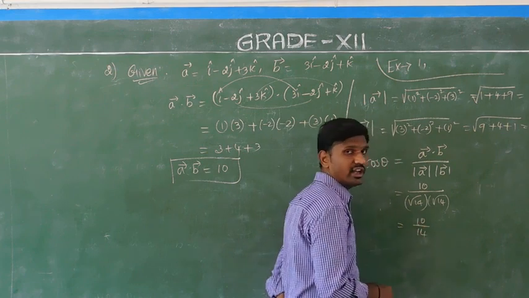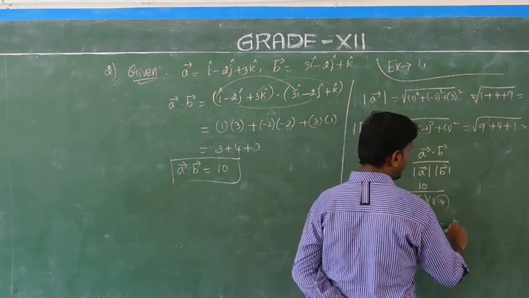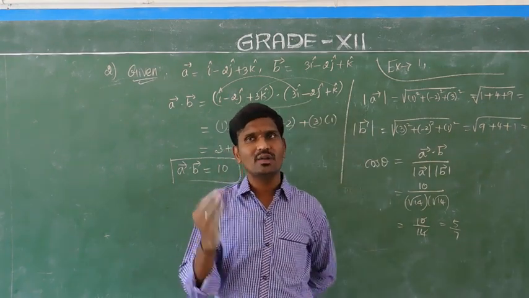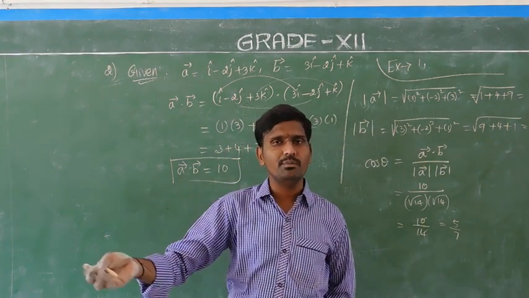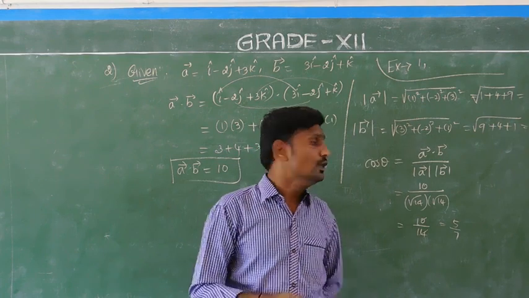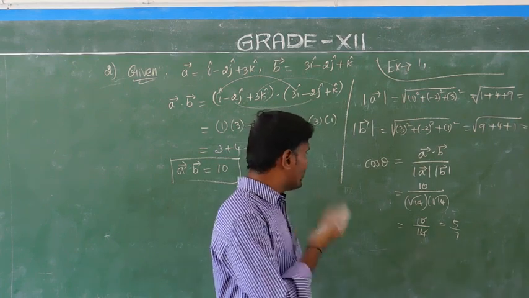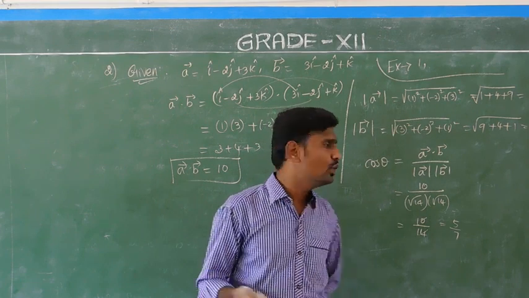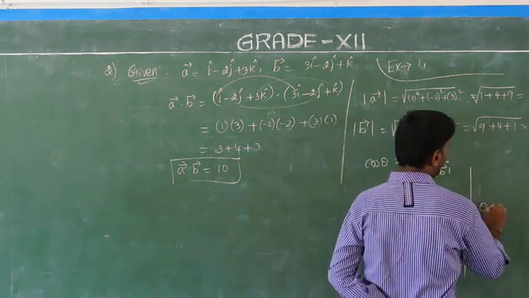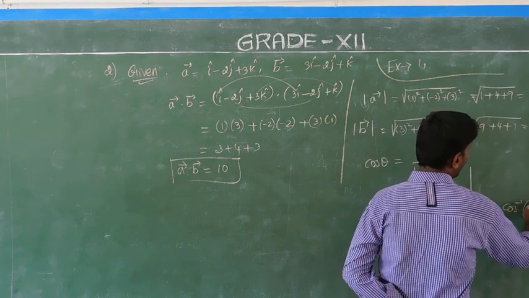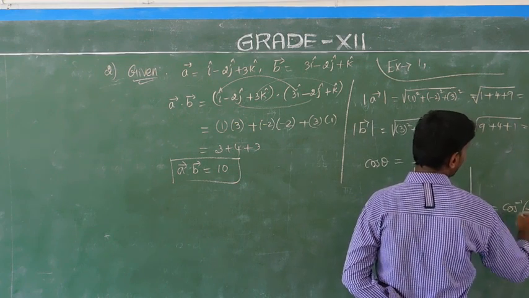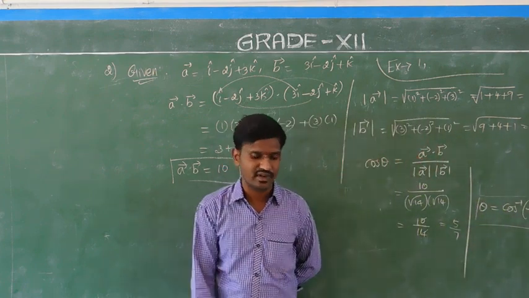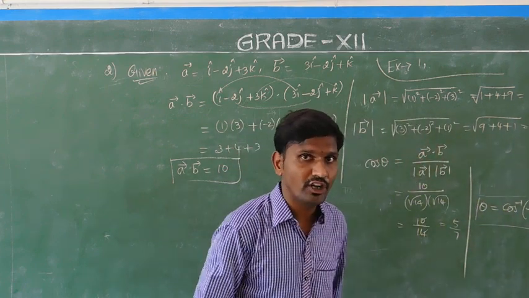10 by 14. Now simplify this to get 5 by 7. Suppose the answer you get is 1 by 2 or 3 by 2, 0, 1, it means we have it in a trigonometric table. But for the number 5 by 7 we don't have an angle. So simply you have to take theta is equal to cos inverse of 5 by 7. Theta equal to cos inverse of 5 by 7. Okay. Have you got it, children?